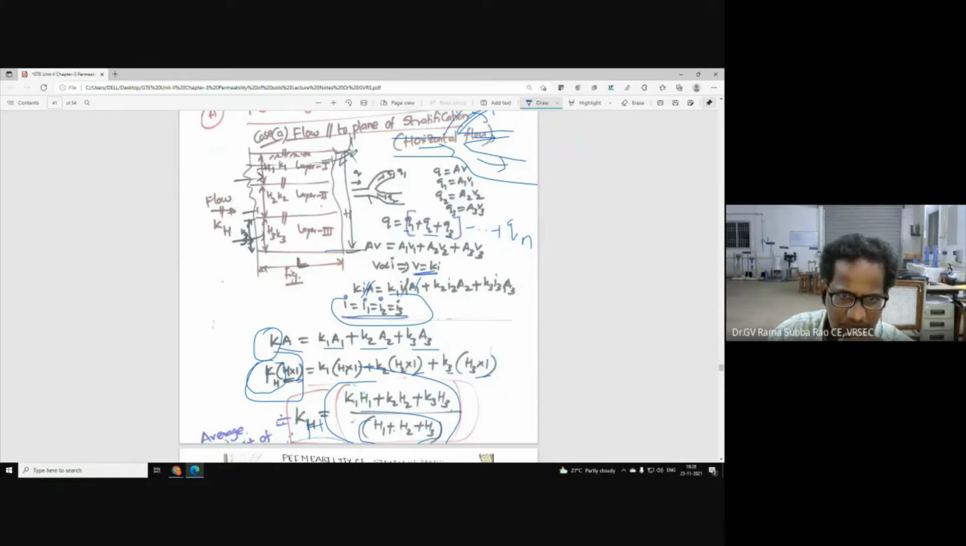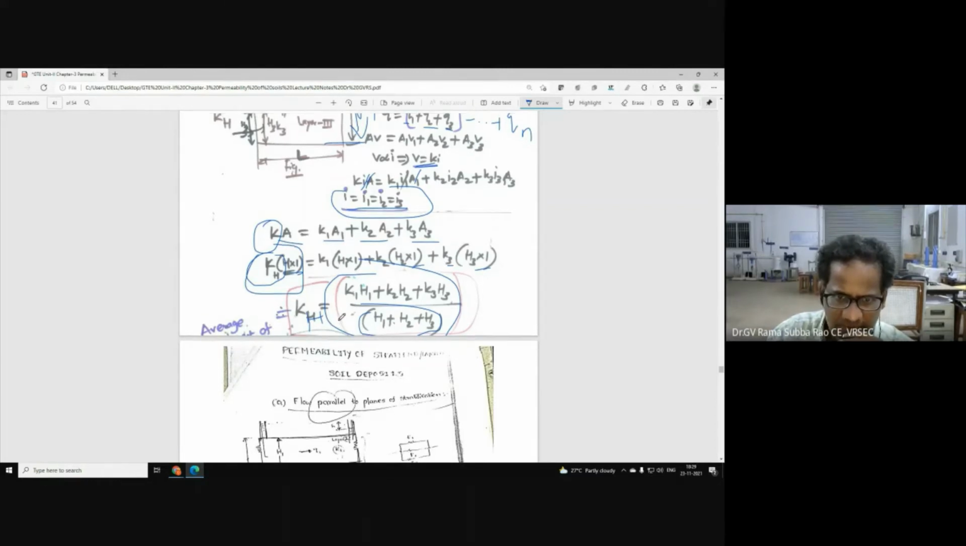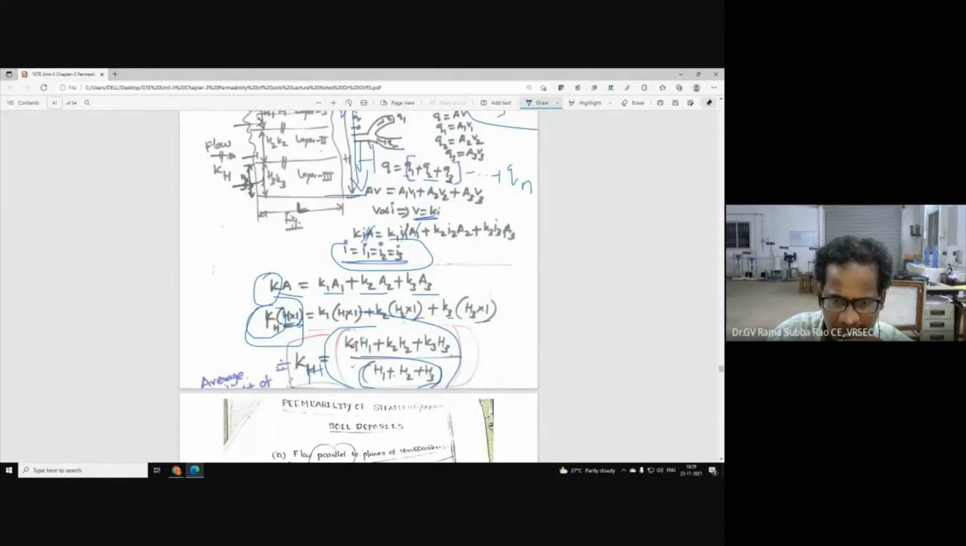H1 plus H2 plus H3 is the total thickness of the deposit. So now KH, permeability in horizontal direction. This seems to be a weighted average. K1 is the permeability of layer 1. H1 is the thickness of layer 1.